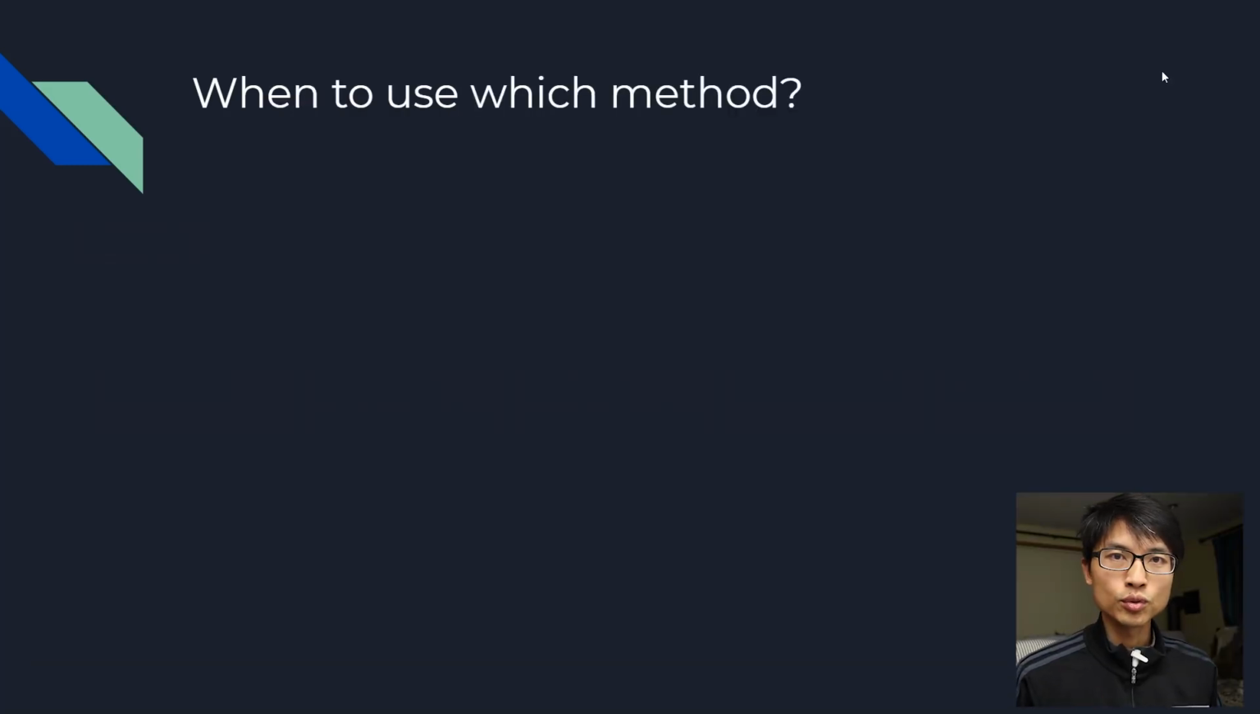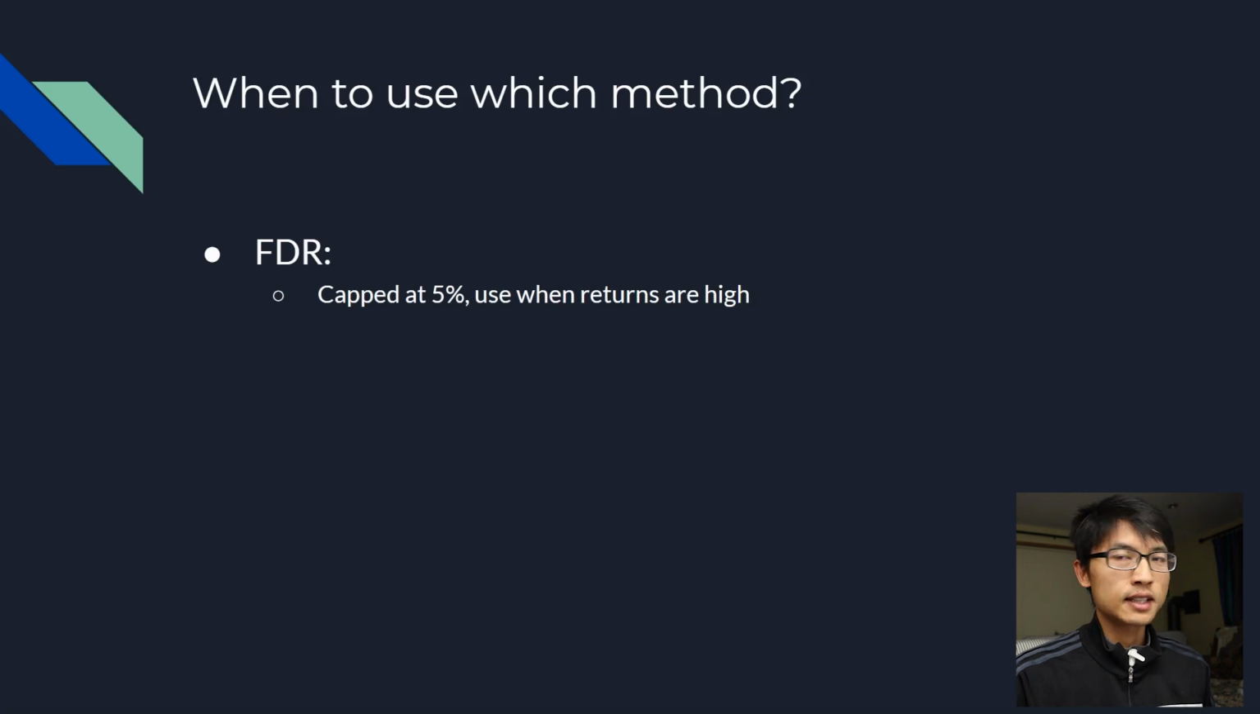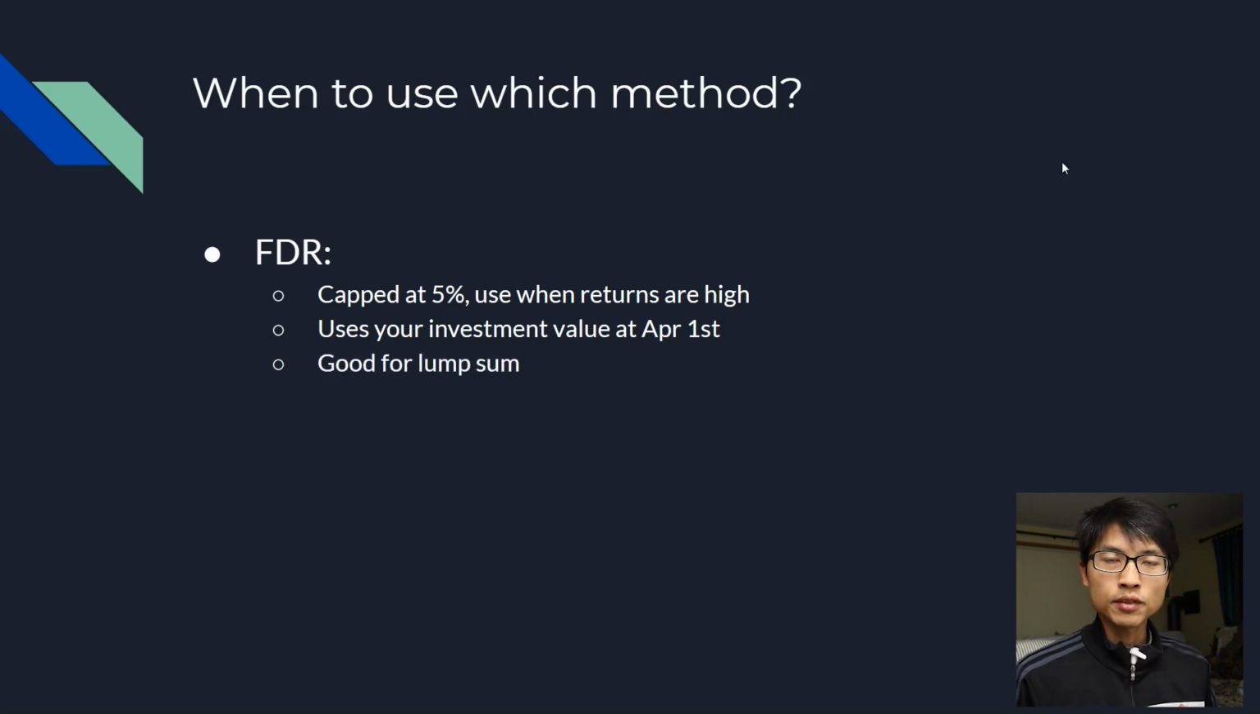So when do we use each method here? So for the FDR, the fair dividend rate, it is capped at 5%. So you want to use that when the returns over the year are quite high, and definitely you want it over the 5% mark. It also uses your investment value at the 1st of April. So it is good if you want to put a lump sum of investment into your account, because the lump sum added in won't be calculated until next year.